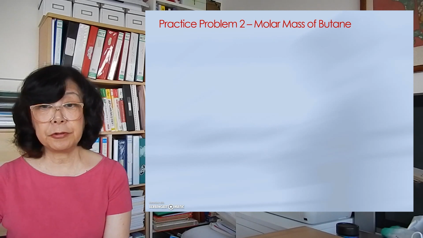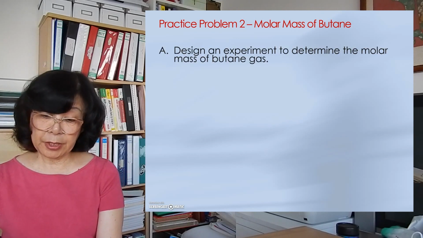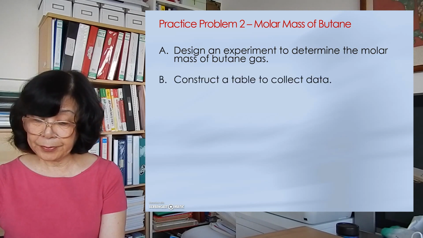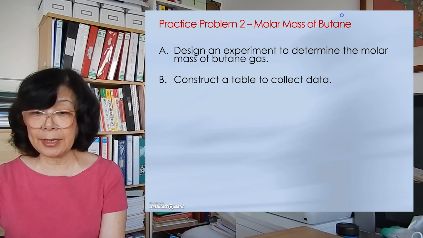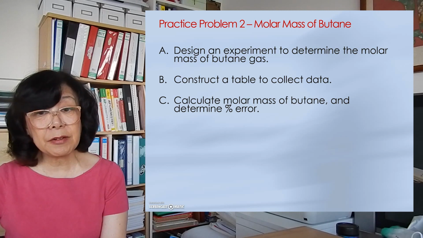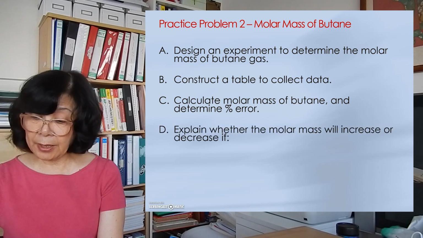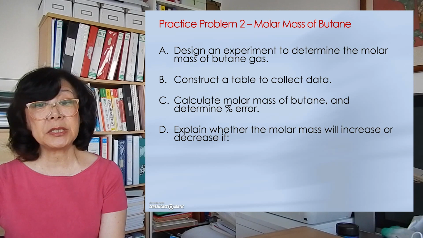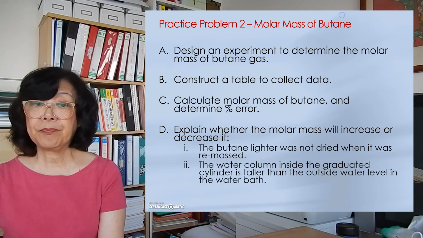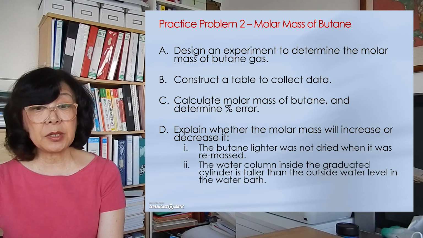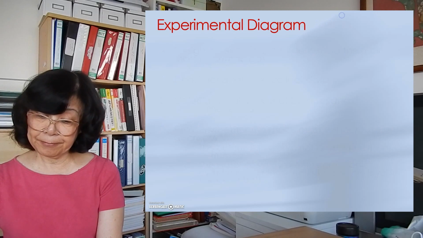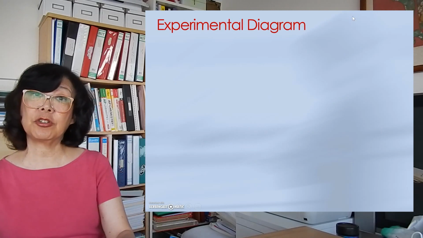Practice problem number 2. Molar mass of butane. Design an experiment to determine the molar mass of butane gas. Construct a table to collect data. Calculate molar mass of butane and determine percent error. And then explain whether the molar mass will increase or decrease if the butane lighter was not dried when it was remassed, and the water column inside the graduated cylinder is taller than the outside water level in the water bath. So I'd like to draw the picture.